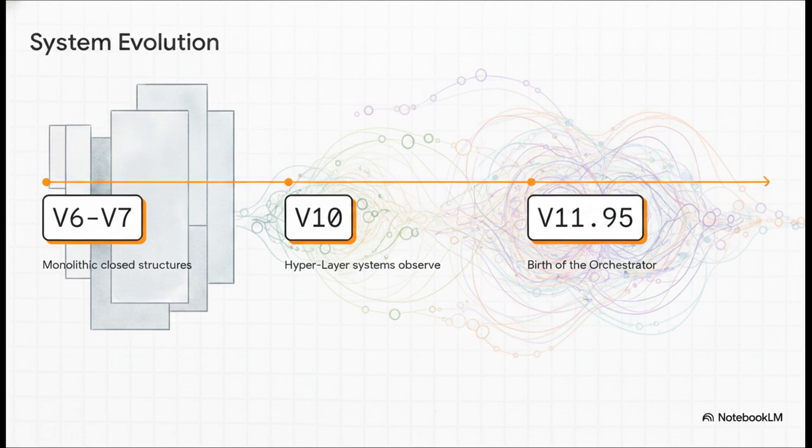Then, by version 10, the system learned to observe itself through neural nodes, but the catch was it couldn't actually shape reality. And then, we hit V11.95. Orchestralis is born, not just as another plug-in module, but as the living connective tissue between all of them.